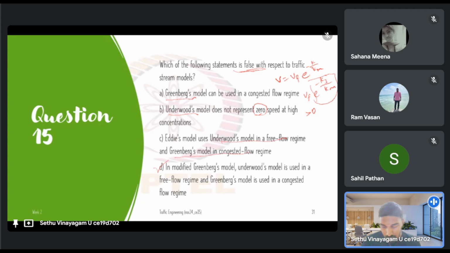So in the modified Greenberg model, Underwood model is used in free flow and Greenberg is used in congested flow. That is incorrect because only this part is correct. Greenberg is used in the congested flow, but it's not using the Underwood model in the free flow regime, but a constant speed model, right? So in the modified Greenberg model, we have a constant speed for the free flow regime, and then a decreasing speed as given by the Greenberg model in the congested regime. That is the modified Greenberg model. The given statement is wrong. That's why D is the right answer.